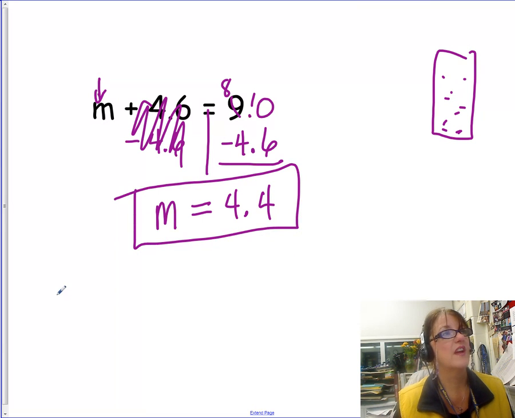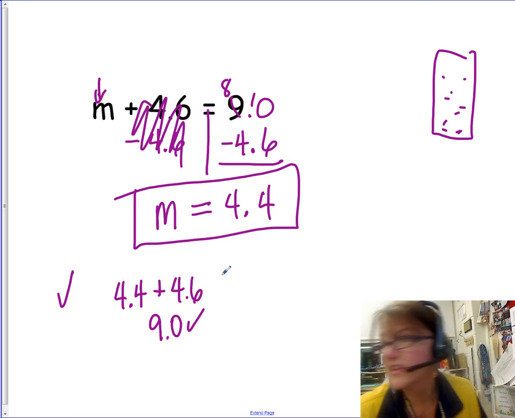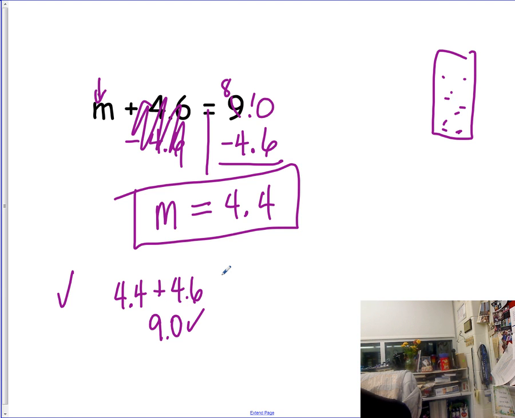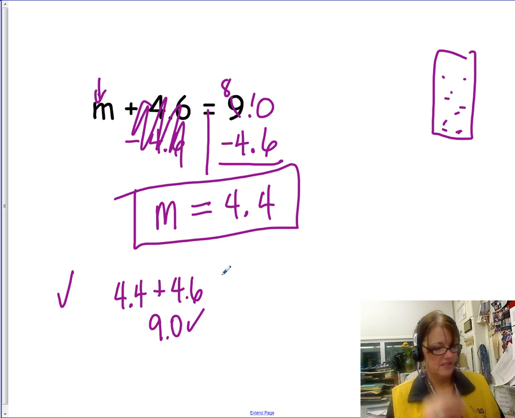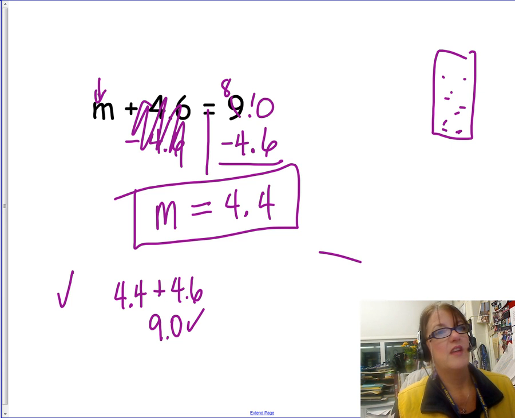Now, let's check to make sure that works. So go back to the original and plug 4 and 4/10 in. So when you grab your calculator, 4 and 4/10 plus 4 and 6/10, do you get exactly 9 or 9.0? Ta-da! Success. I'm going to get my calculator. Hold on. Just to make sure. Okay. Got mine right here. Okay. Just to help us out and keep us accurate.